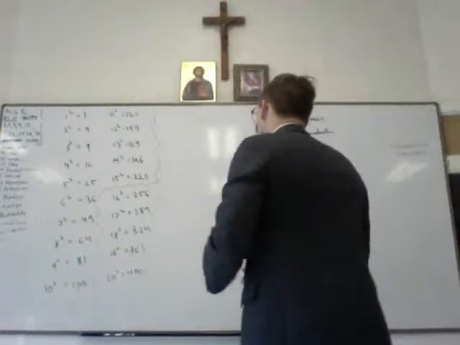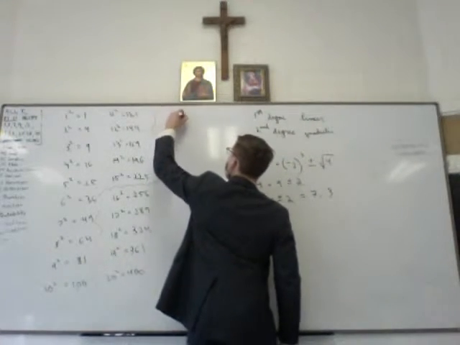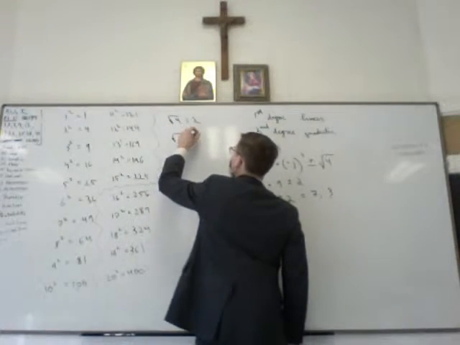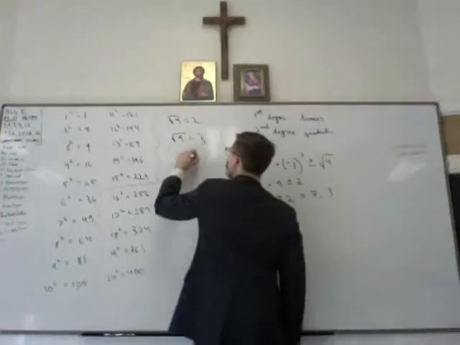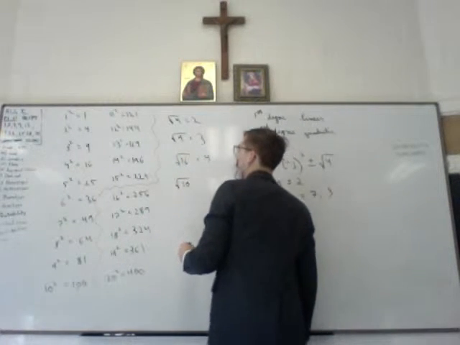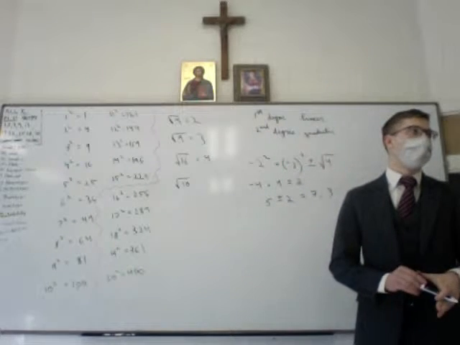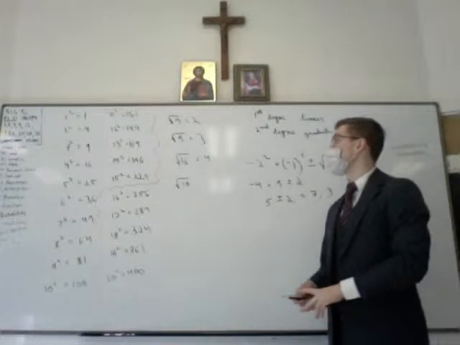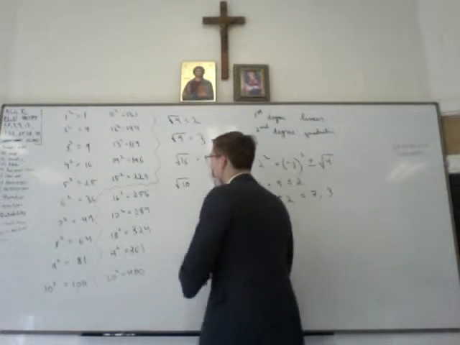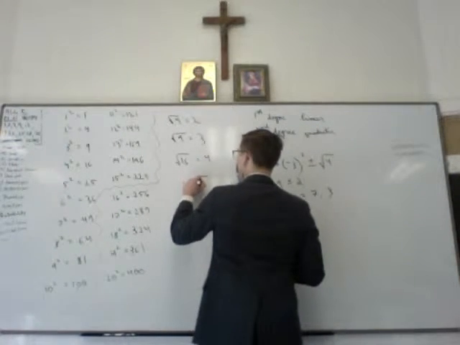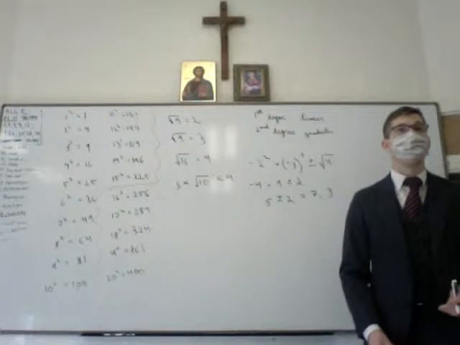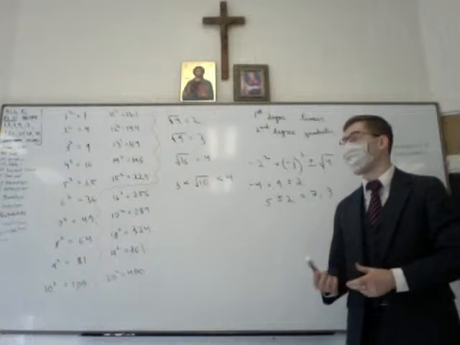What's the square root of 4? 2. What's the square root of 9? 3. What's the square root of 16? 4. Okay, the square root of 10? 3 point something. How do you know it's 3 point something? Because 10 is between 9 and 16. So we can say that the square root of 10 is somewhere between 3 and 4. It's more than 3 and it's less than 4.